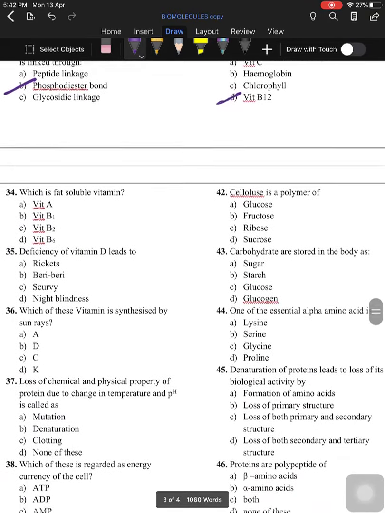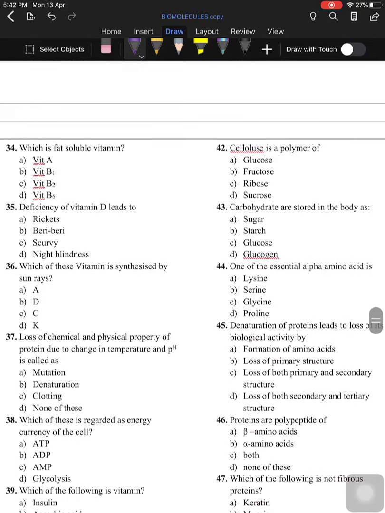Moving on to the 34th, here we come again. Which is a fat soluble vitamin? We have water soluble and fat soluble vitamins. They are the classes of vitamins. You already know that. For the 34th question, vitamin A is a fat soluble vitamin. Moving on to the 35th, the deficiency of vitamin D leads to a very common disease called rickets.